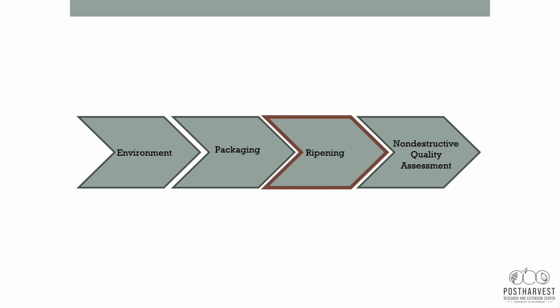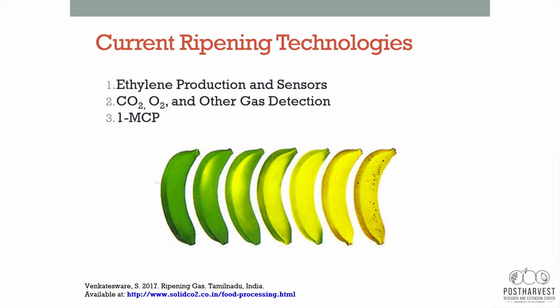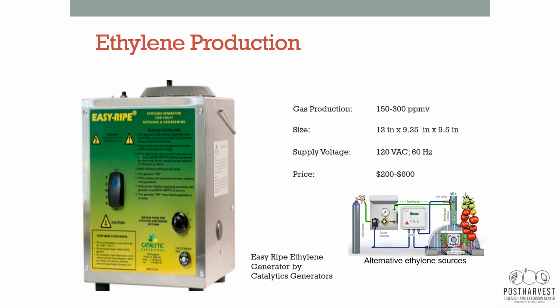We have, of course, like we know, there's many aspects that could be measured or need to be measured while fruits are being ripened. We have ethylene production and sensors, of course, for ethylene detection, CO2, O2, and other gas detections. 1-MCP as well, or the production of 1-MCP, as you've learned right now. So I don't need to go in much depth here, but we have a representative as well, where we have these catalytic generators for ethylene.